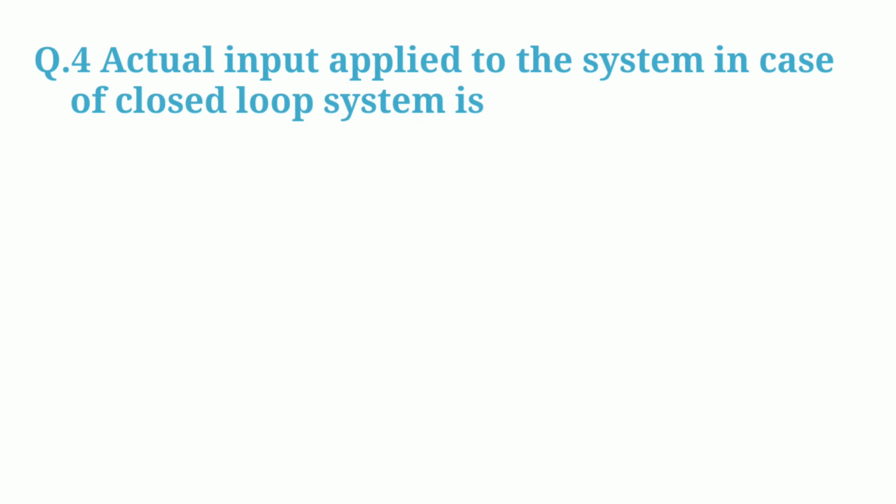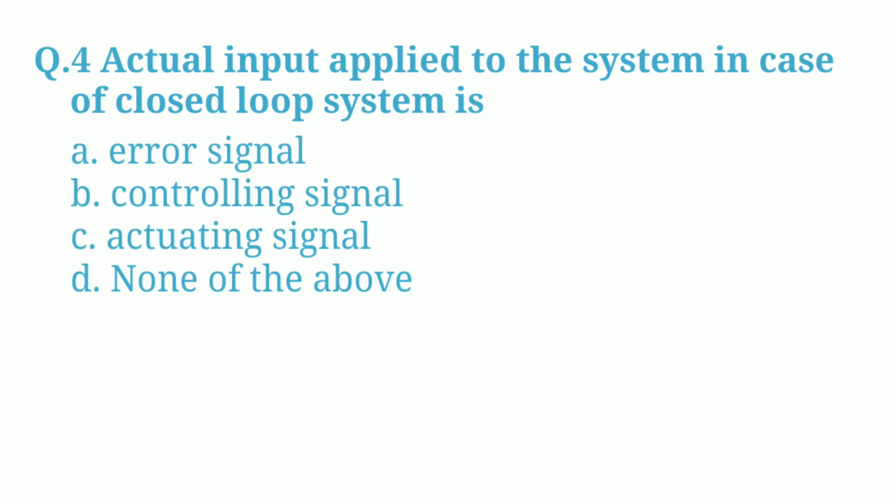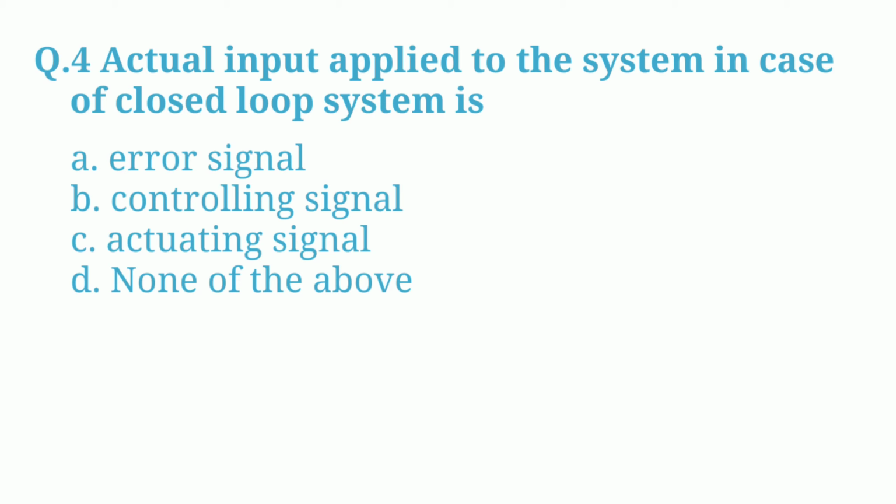Question 4. Actual input applied to the system in case of closed loop system is A. Error signal, B. Controlling signal, C. Actuating signal, D. None of the above. And the correct answer is actuating signal.